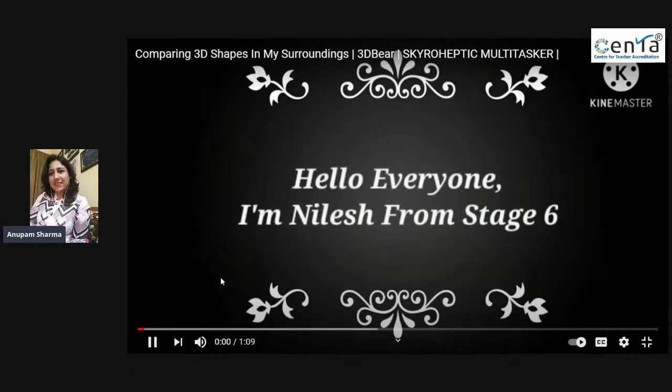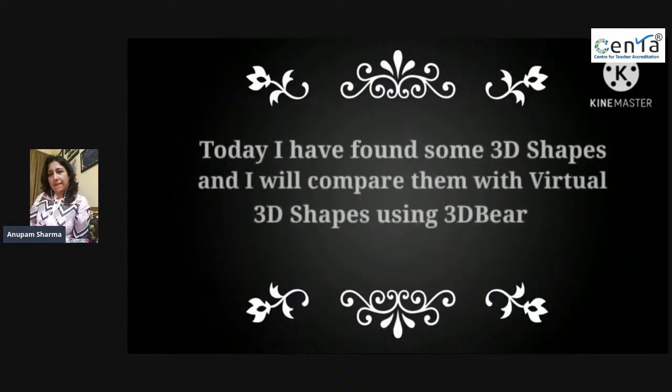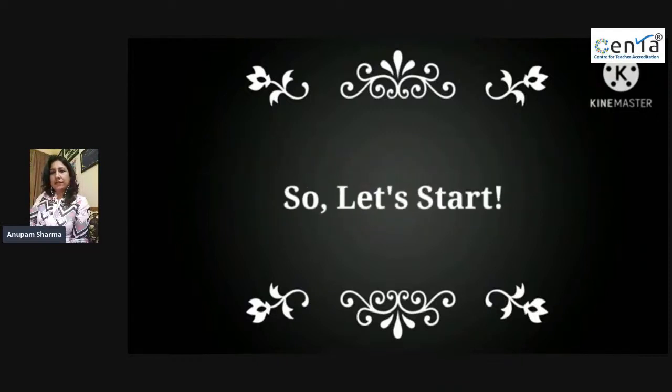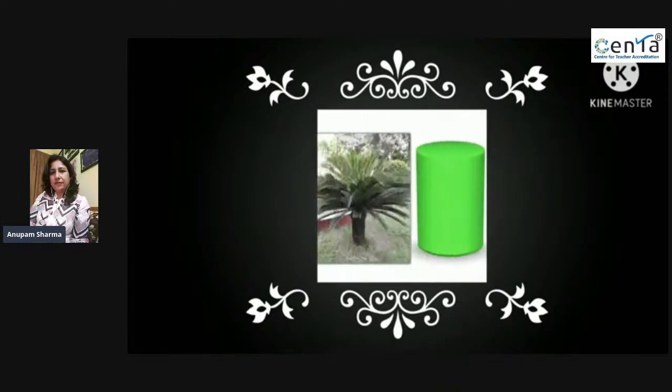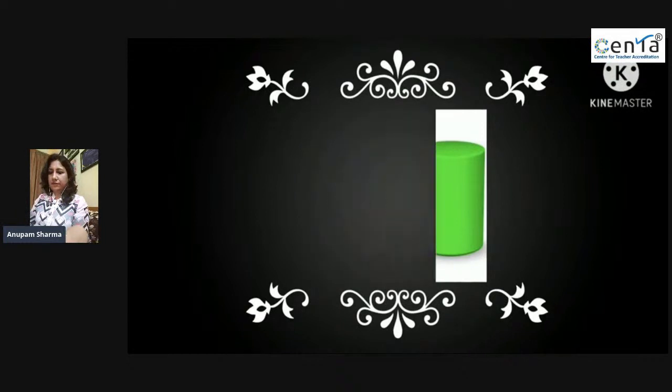Hello everyone, I'm Nilesh from Stage 6. Today I have found some 3D shapes and I will compare them with virtual 3D shapes using 3D blocks. So let's start. As you can see, I have compared a tree trunk with a cylinder. Some properties of a cylinder include: 1. A cylinder contains two parallel bases connected by a curved surface. 2. It has three faces. 3. The bases are circular in shape.